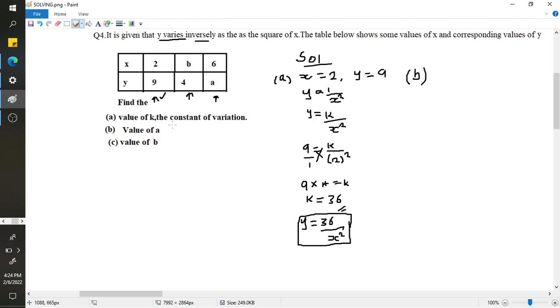Question B wants the value of A. So look at A. A is in the third column, right? So A is the value of y, while the value of x is 6, right? Okay, sorry about that. So we have x is equal to 6, right?